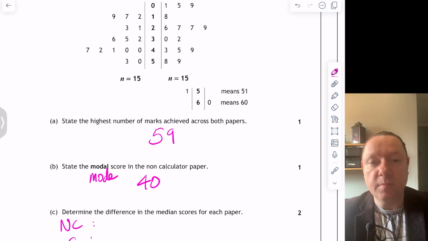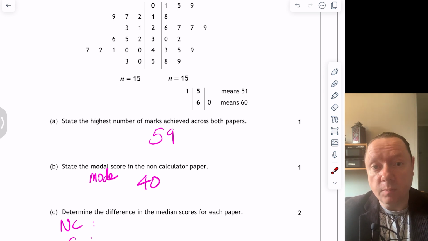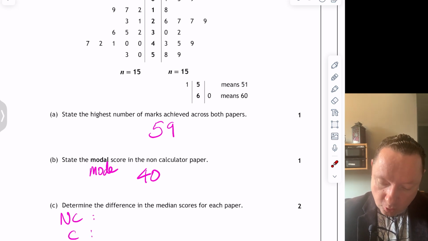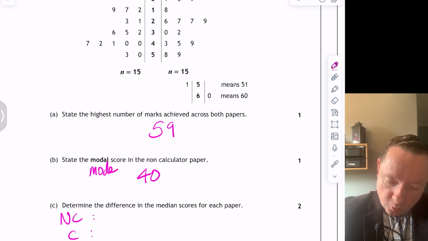So that means that the middle one will be the 7th number, because if I've got 6 either side, 6 and 12 plus. So since I've got 15, to find where the middle one appears, I can say 15 plus 1 is 16, divided by 2, it's the 8th number of each.